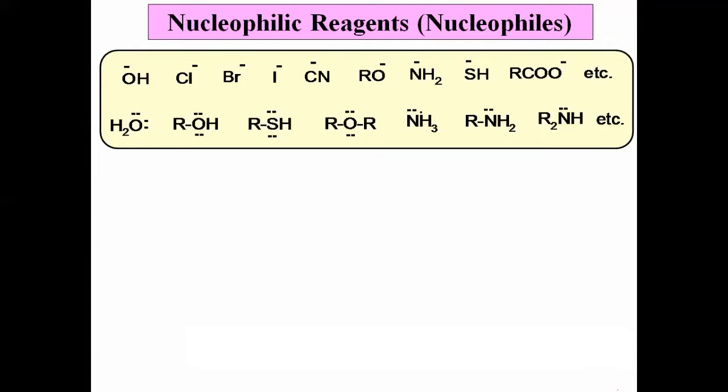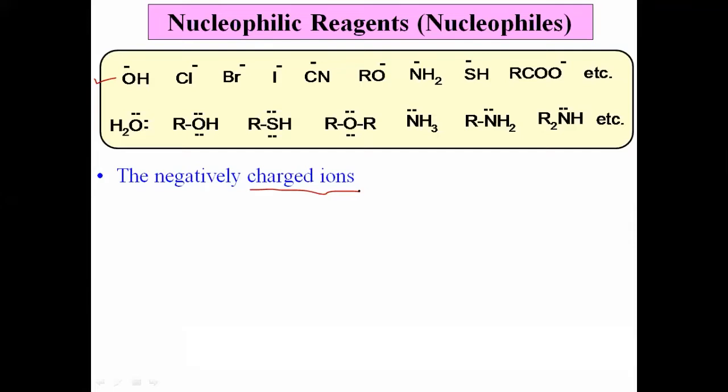Okay, now let us see what are the properties of those examples. What about the first line examples? In the first line, we have shown some negatively charged ions. But what about the second line examples? Here also, they do not having any charge. There is no positive or negative charge on those molecules: water, alcohol, thiol, ether, ammonia, primary amine, secondary amine. They do not having any charge, means they are neutral molecules.